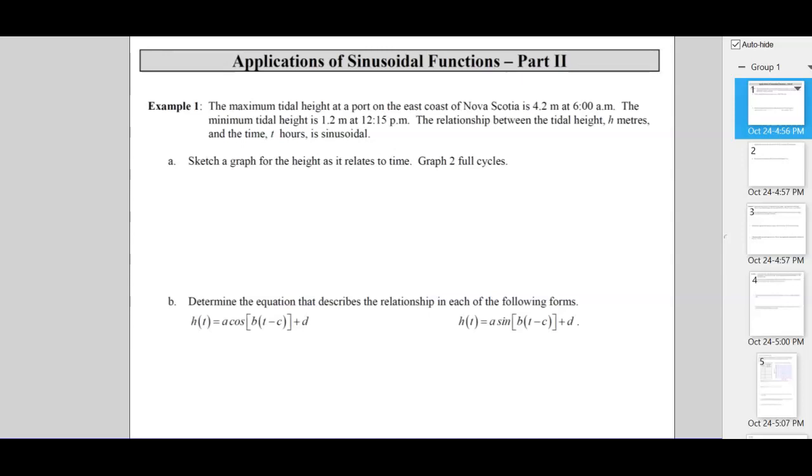So here's the first one. The maximum tidal height at a port on the east coast of Nova Scotia is 4.2 meters at 6 a.m. The minimum is 1.2 meters at 12:15 p.m. The relationship between the tidal height H and the time in hours is sinusoidal.